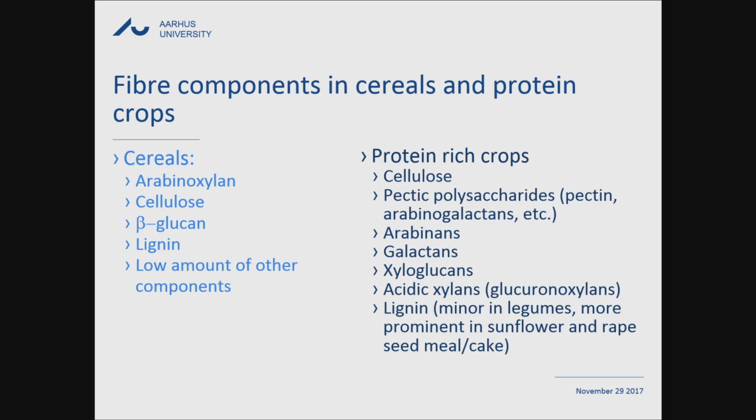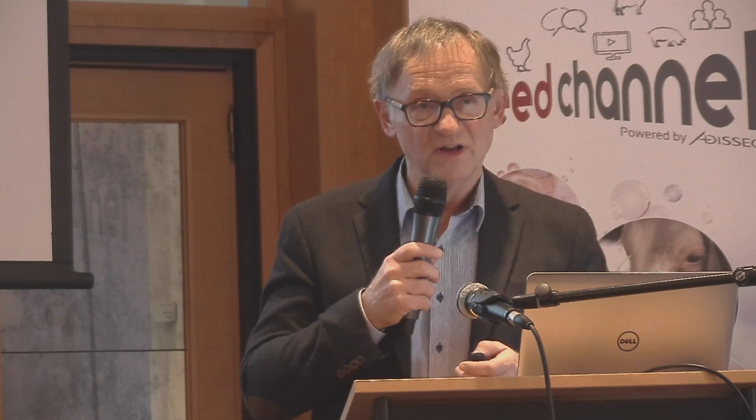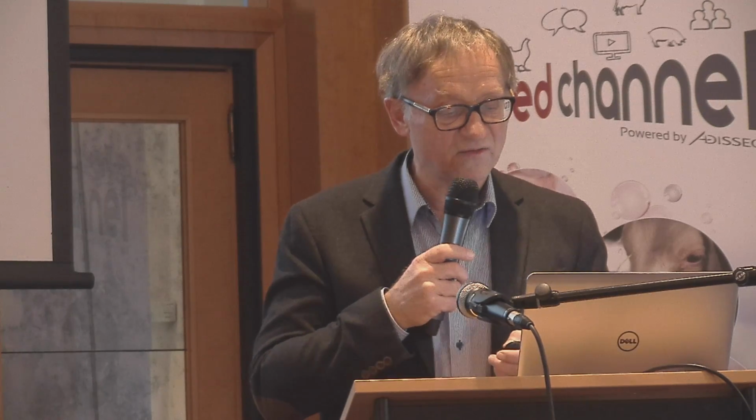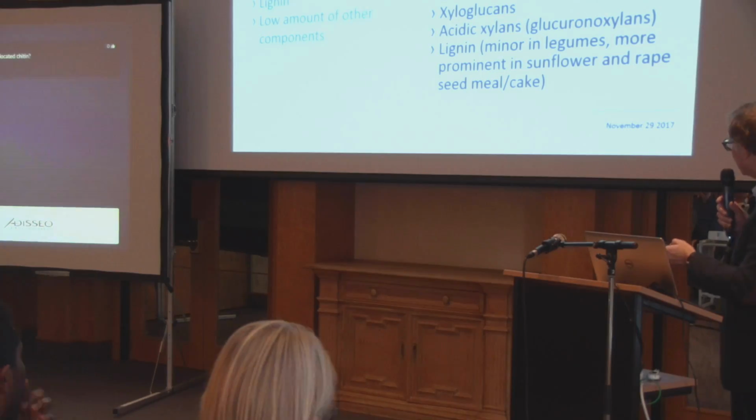But lignins in many of the protein-rich materials will be relatively low in many of the cell walls. The only exceptions which I really know of are, for instance, sunflower and rapeseed meal and cakes.